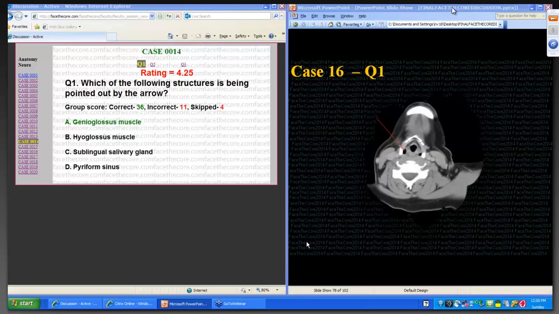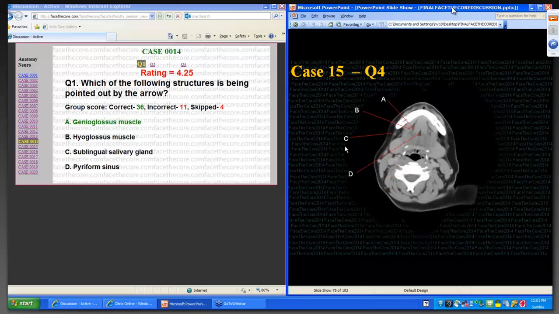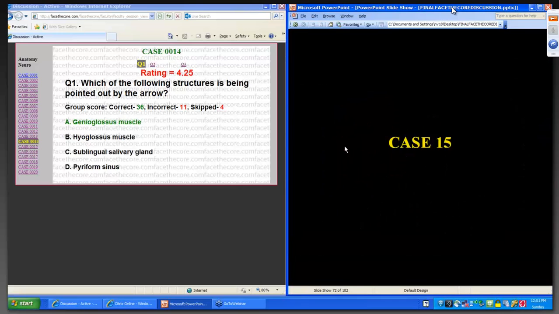Yeah, could we go back a little bit? That previous one that you showed. Which question? Oh, the previous one, sublingual space. Which one was that? Case 15. Case 14. Case 14. Yeah, 15 is fine too.